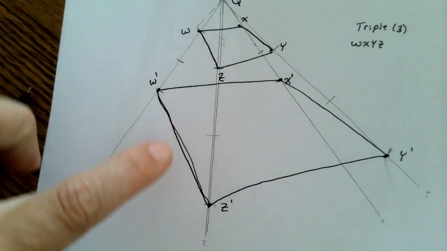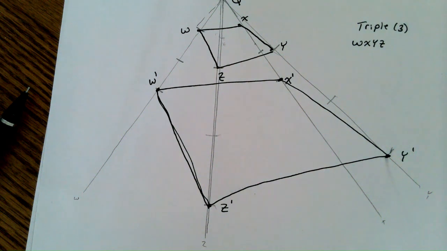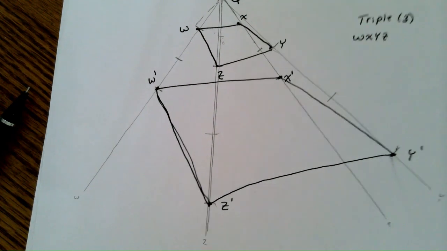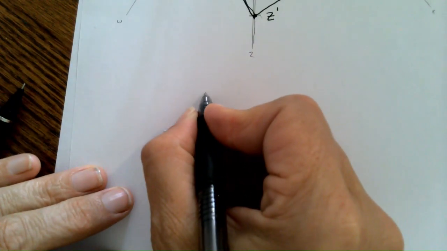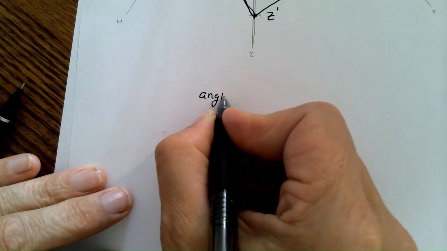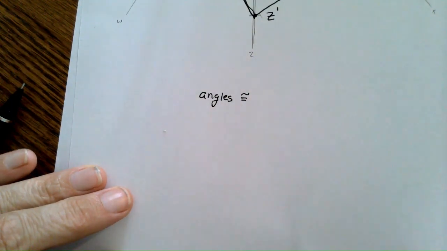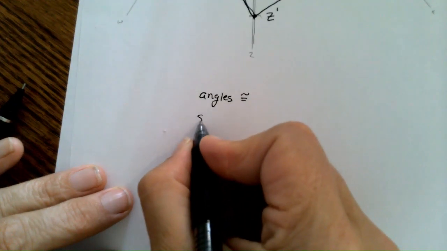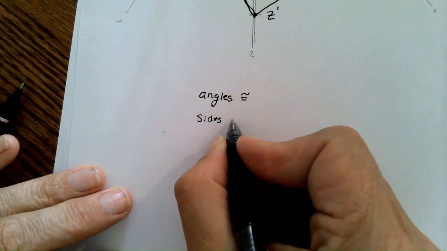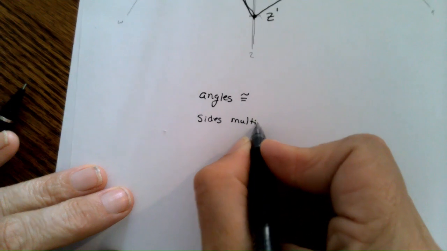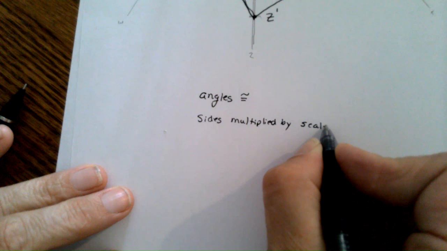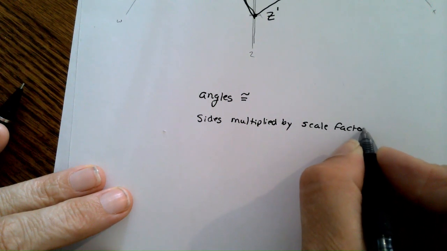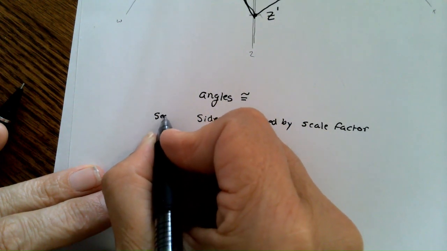So if this is 4, this is now 12. So it's just that kind of thing. Now our angles are congruent, okay? So angles are congruent. The sides are multiplied by the scale factor. The segments, or you can call them segments.